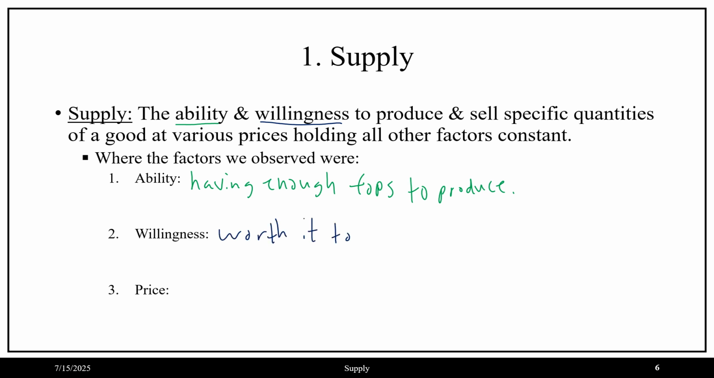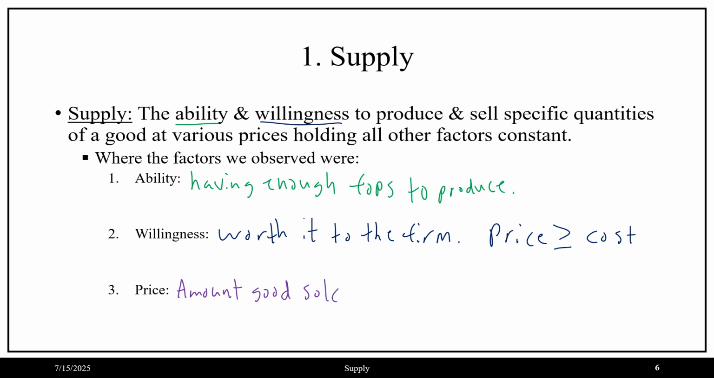to the firm, where this is based on their comparison. A business is in business to make profits, so the price that they charge needs to be at least as much as it costs to make that item. And they're also going to be looking at price because that's part of their comparison in terms of price to cost. So amount, good, sold for. So these are the three factors that describe selling behavior.